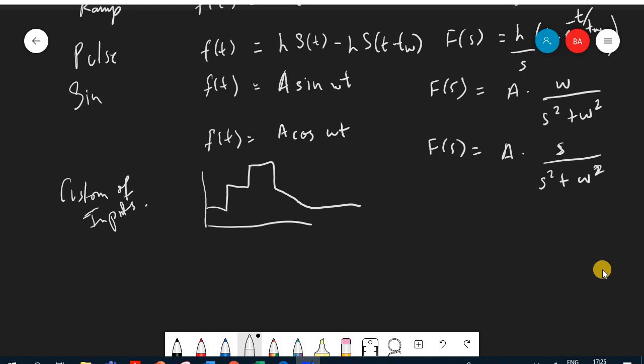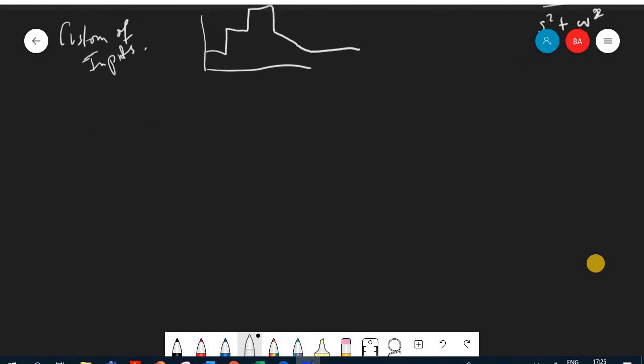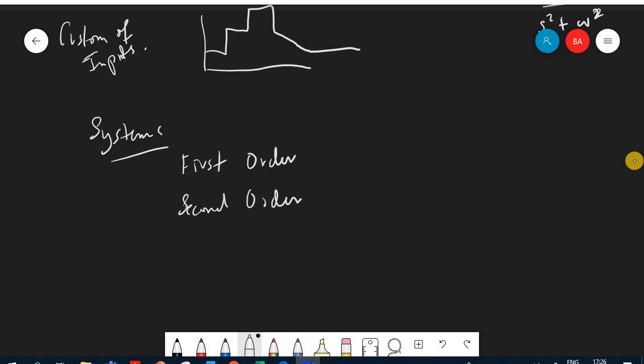Now the question is what we will have if all these inputs are applied to a system. If you remember, the systems that we have here could be first order, second order, or of a higher order. Of course it could be third order, fourth order, and so on, up to a higher order system.